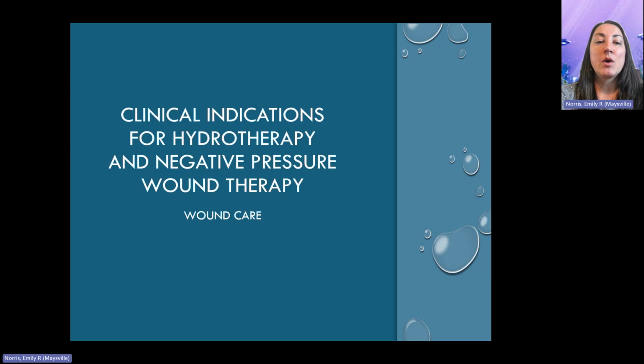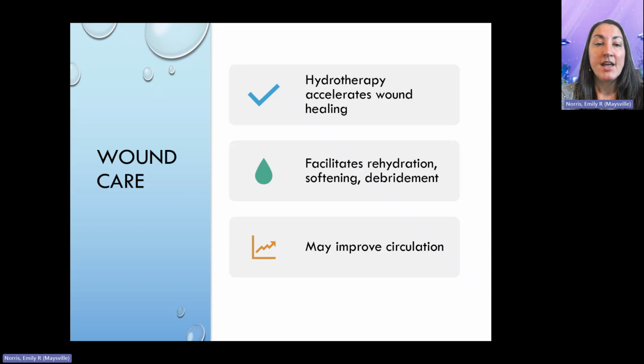All right, so negative pressure wound therapy is used for wound care. That's pretty much the only indication. It accelerates wound healing. It helps rehydrate, soften, and debride the area, and it may improve circulation to the area as well.